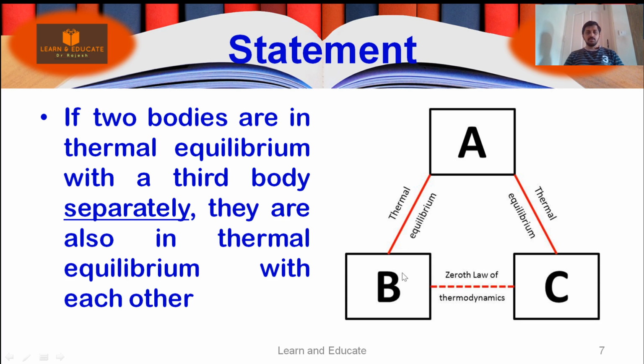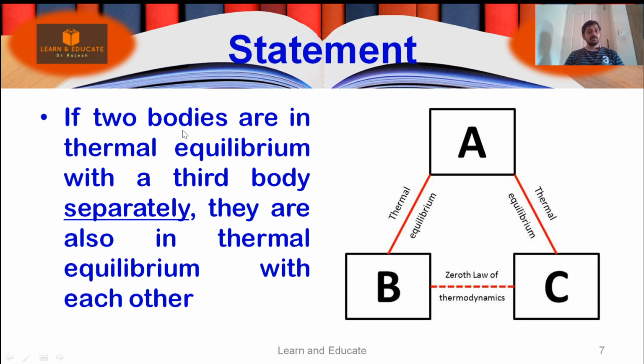Okay. So B is in thermal equilibrium with A, C is in thermal equilibrium with A separately. Fine. B and C do not have any contact. B is in thermal equilibrium with A and C is in thermal equilibrium with A. Now, if that is the case, now thermal equilibrium means B and A are in same temperature and A and C also are in same temperature.